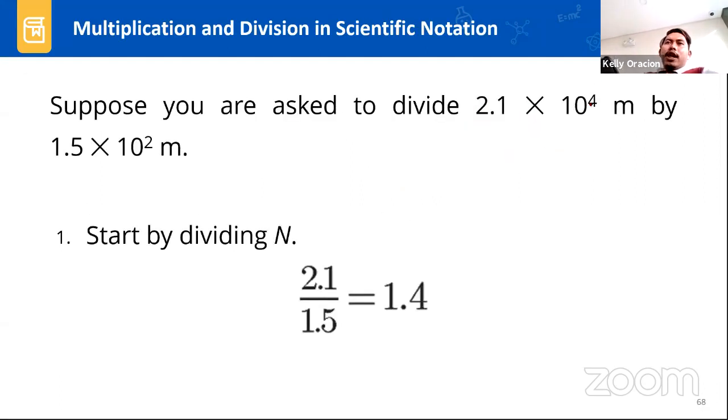For division, i-divide natin ang 2.1 at saka 1.5, that's 1.4. Ano ang mangyayari sa exponent? Ang mangyayari sa exponent is subtract. 4 minus 2 is 2. Again, pag division, i-subtract ang exponent. So ganun lang. Ganyan lang kadali pag multiplication and division. Okay?